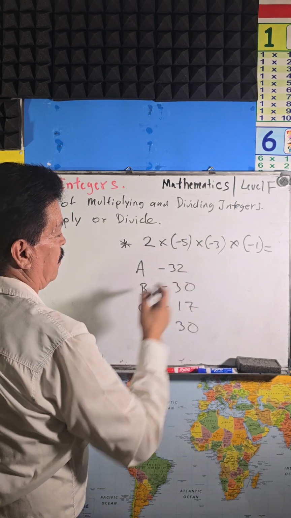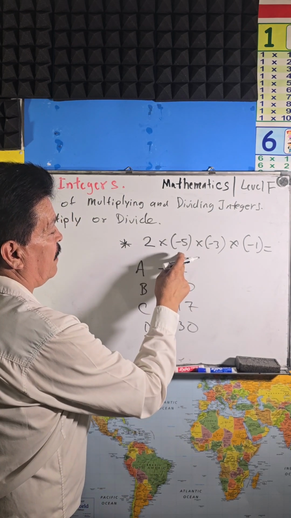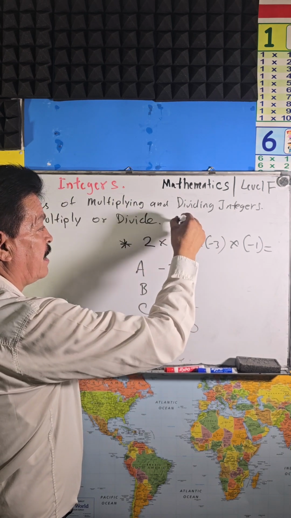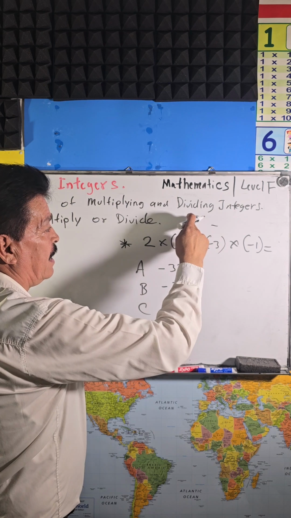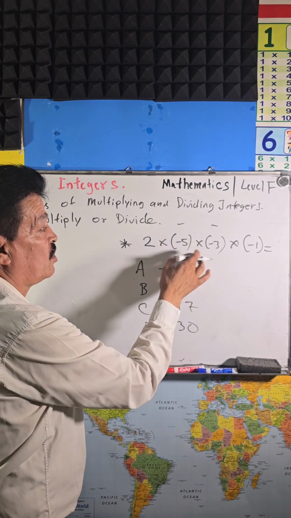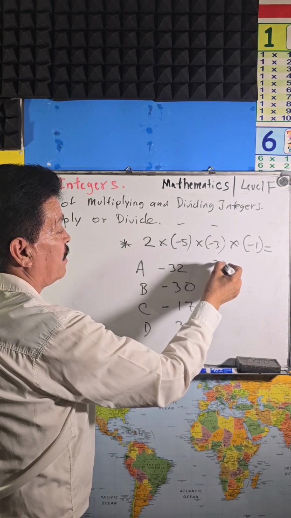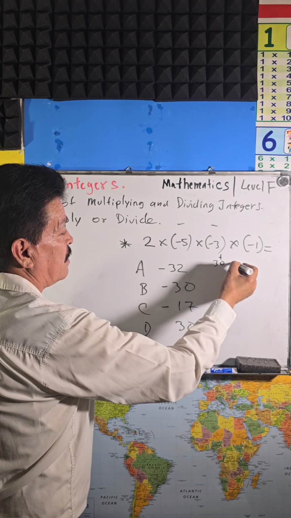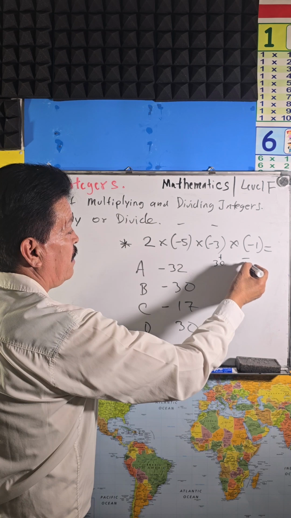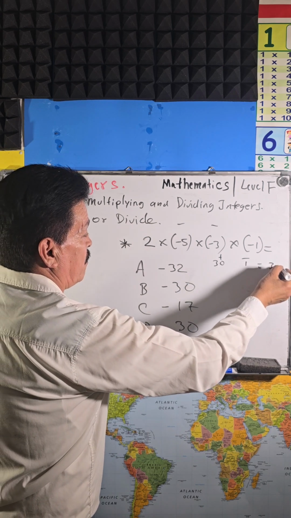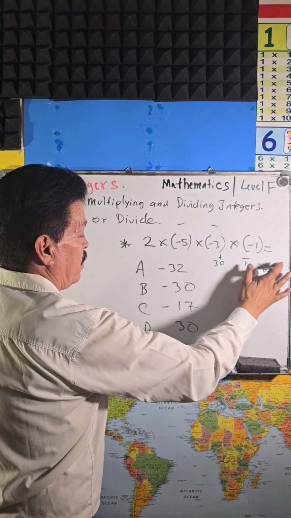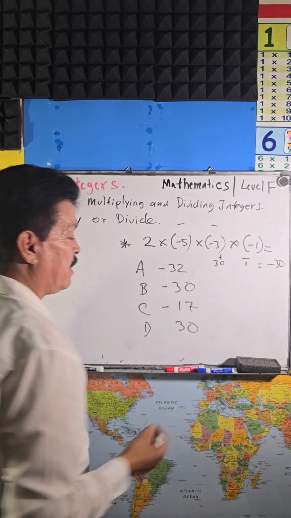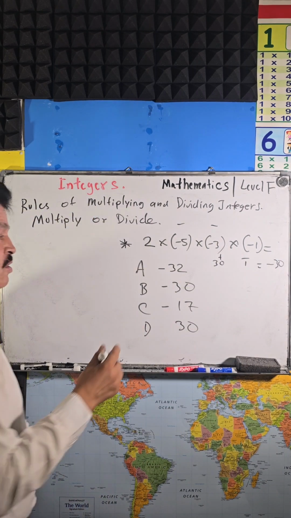Let's see how it works. 2 times 5 is 10. Negative 10 here and negative 3 right here. Negative times negative is positive. So 10 times 3, here we have 30, right? This is positive. Times a negative right here is 1. So it's equal to negative 30, because positive times negative is negative 30, right? So what is the answer? So the right answer is this one.